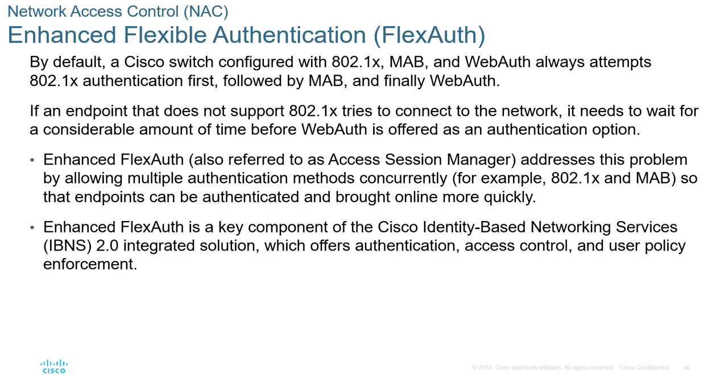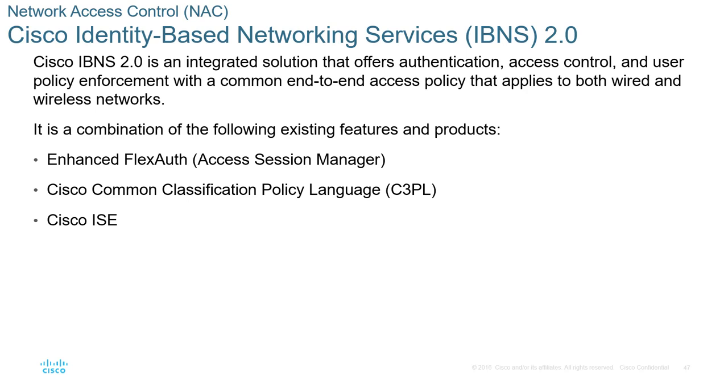Enhanced FlexAuth is a key component to the Identity-Based Networking Services, IBNS, integration solution. You're going to definitely learn more about this aspect in the CCNP Security track. The IBNS 2 integration solution offers authentication, access control, and user profile enforcement. IBNS 2 allows for better Enhanced FlexAuth. It provides Cisco ISE and looks at the Common Classification Policy Language, C3PL. All of this allows for the integrated solution that offers everything that we need in one, to allow for a common end-to-end access policy that applies to both wired and wireless-based devices.